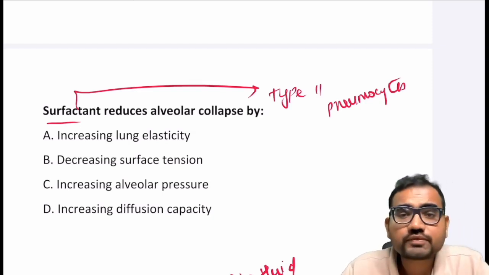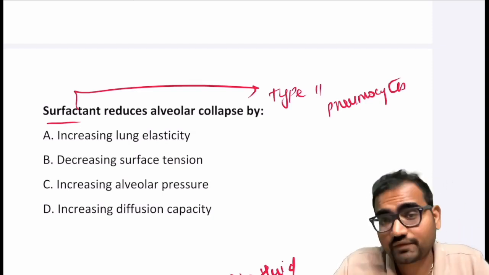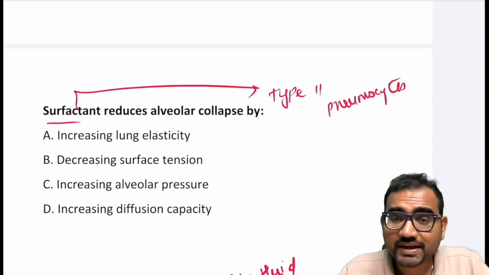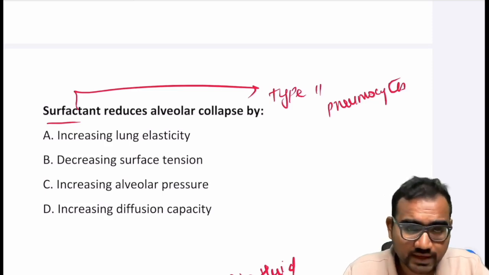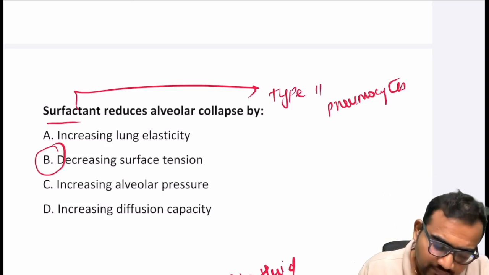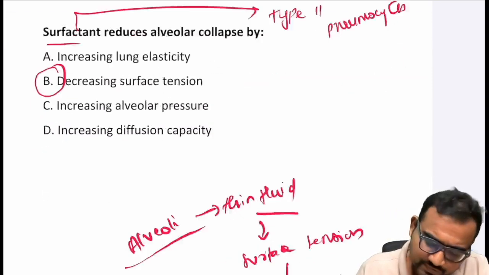So what is the function of these surfactants? They reduce the surface tension of the alveoli, thereby preventing the collapse of the alveoli during expiration. So surfactant reduces the alveolar collapse by reducing the surface tension.